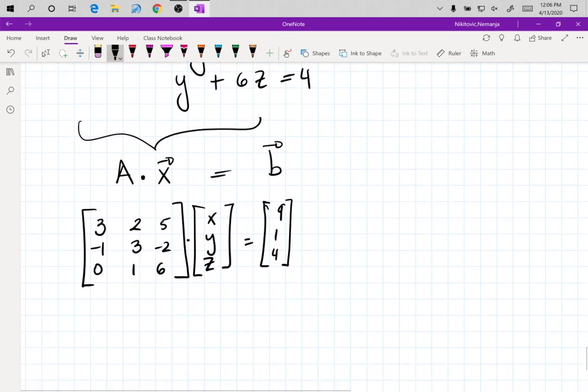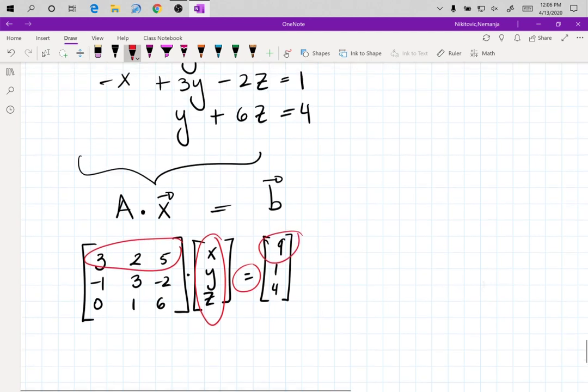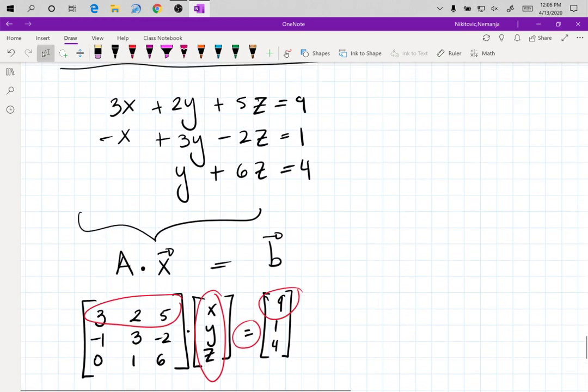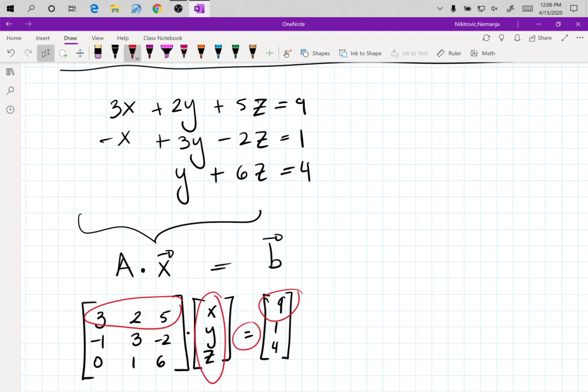There is a multiplication in here, obviously. So you can see that the row times the column is equal to the top number because you are in the first row. Just look at it. The x times 3 gives you 3x. 2 times y gives you 2y. 5 times z gives you 5z. And then you have your 9.